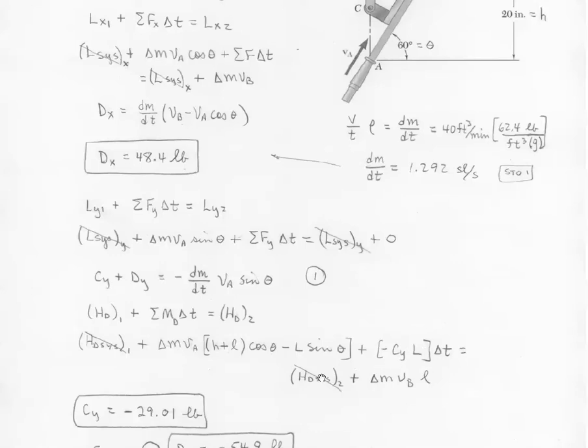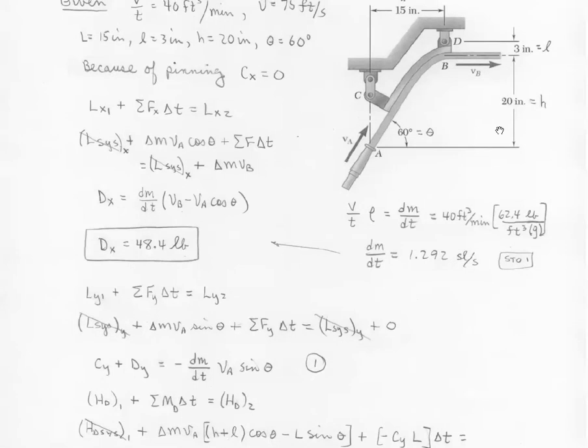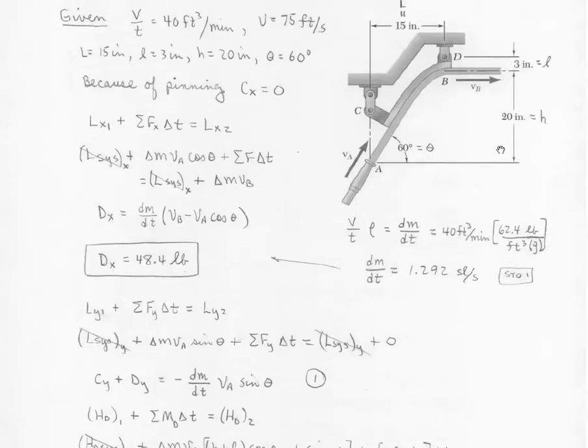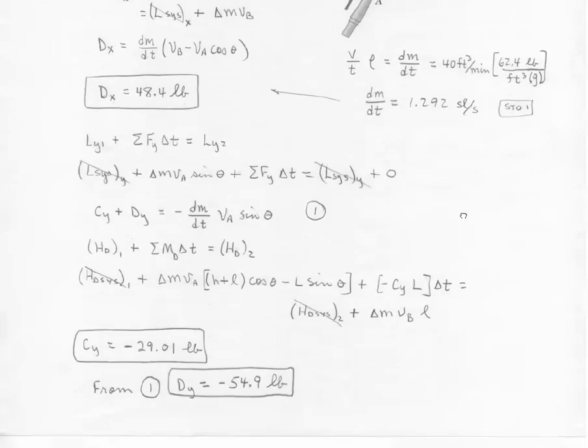And that's got to equal the angular momentum of the system about D afterwards, plus the delta M and its angular momentum about D, and it's trying to produce a clockwise moment around there. So that's why it's a plus, and it's going to be delta M V sub B times little l, because the moment arm for it is this distance right here, little l.